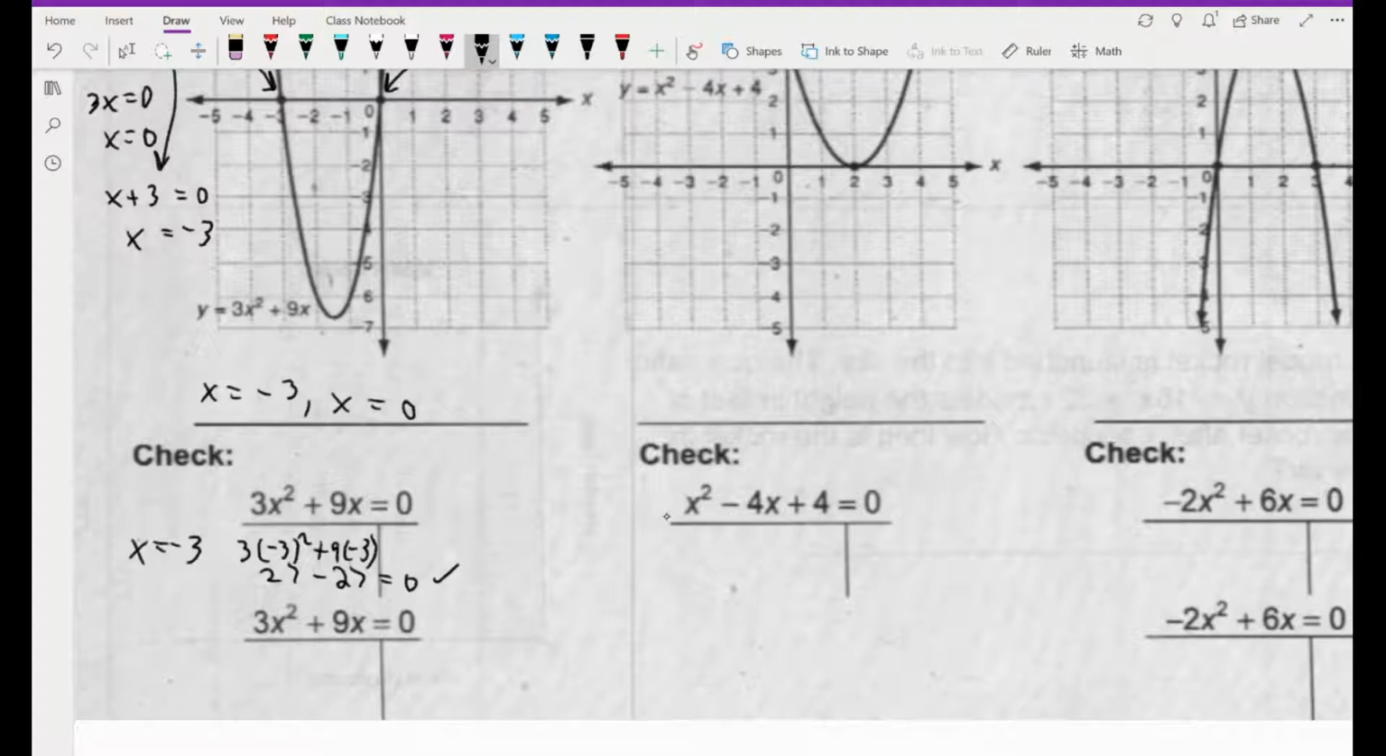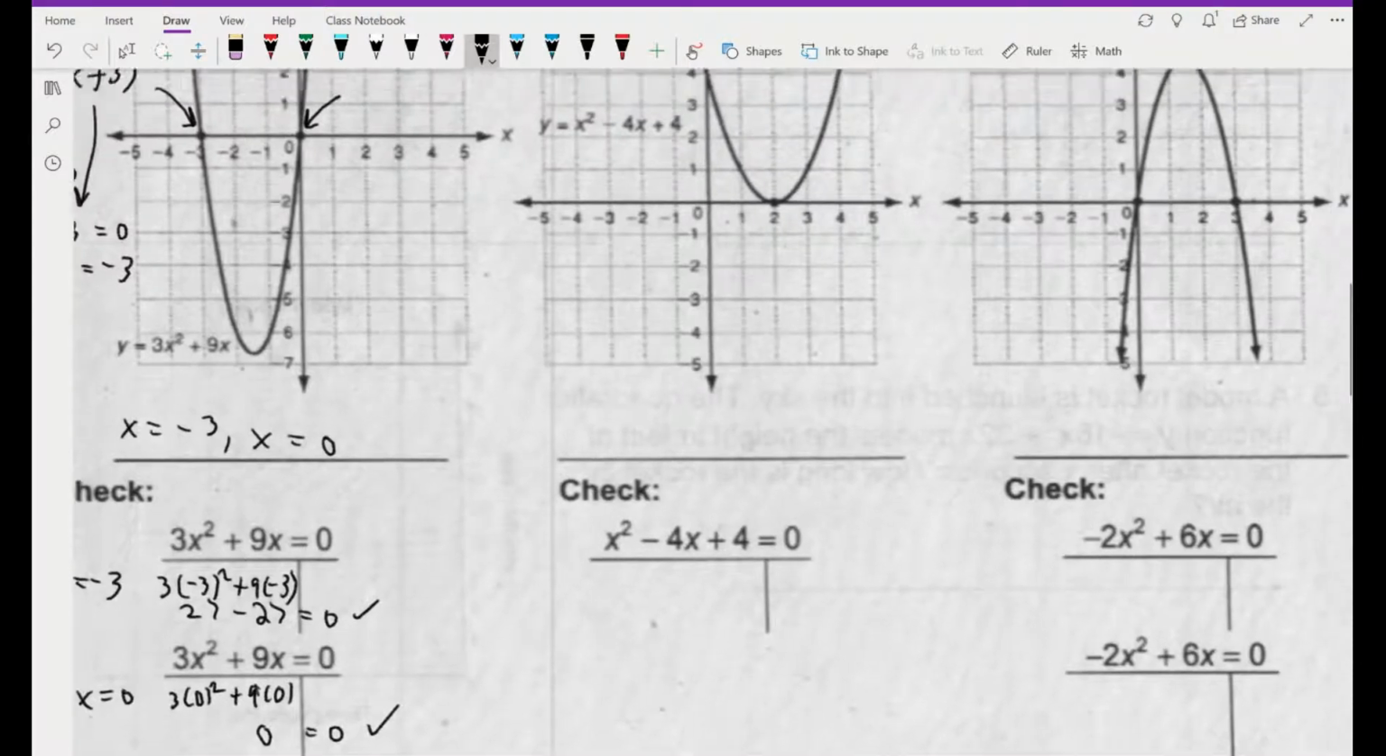Now we have to check the other solution of x equals 0. 3 times 0 squared plus 9 times 0. 9 times 0. And we get 0 equal to 0. So both solutions do check. Now let's look at the next problem.